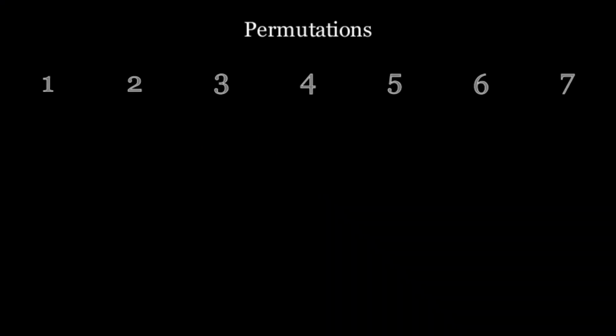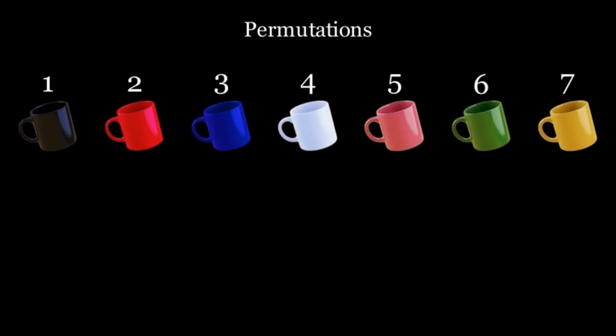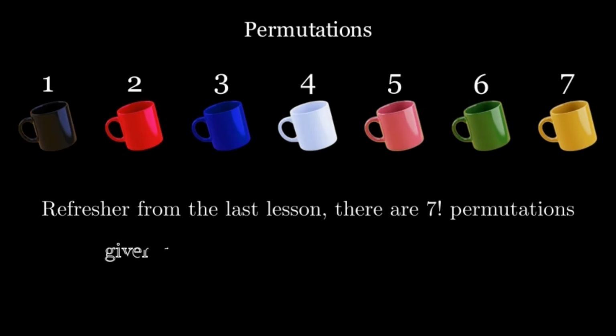Previously, we went over the very basis of permutations. In this video, we will elaborate on permutations and introduce indistinguishables. We will start with a setup where we have the same amount of objects as we do positions. This is just a refresher from the last lesson. Currently, we have 7 mugs and 7 positions. There are 7 different permutations for this setup.